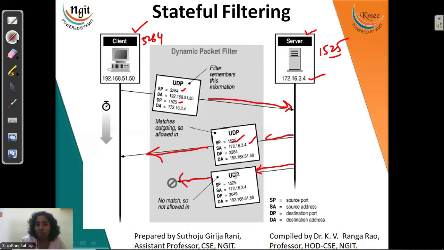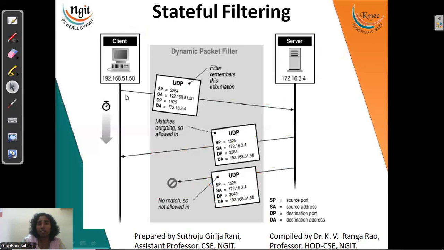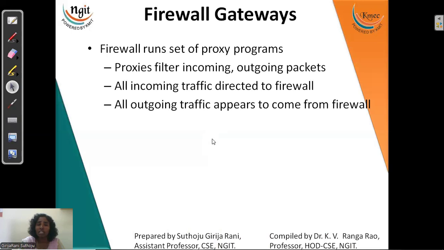But what happened here is 1525 is the source port, okay, matching. 172.16, this is also the IP address matching. But the destination port number is not matching. This is 2049, which is not acceptable. Thus, the firewall will be immediately activated and it will stop this packet from entering the access point of the firewall. So this is a small scenario where we are showing how a firewall will be acting.